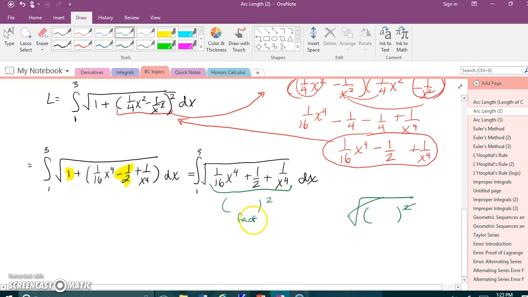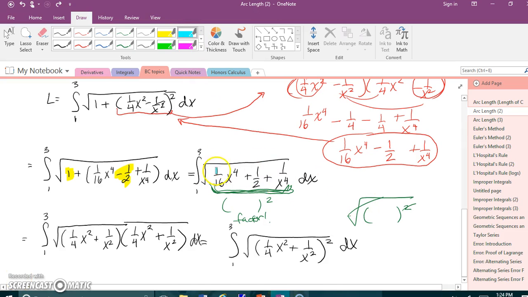So I want you to pause the video and factor this right here. It's not too bad to factor. And then that will allow us to cancel our square root. Okay, so you should have factored this here, and it actually factors pretty nicely into this. The factors are the same exact thing, which allow us to write it as this squared.